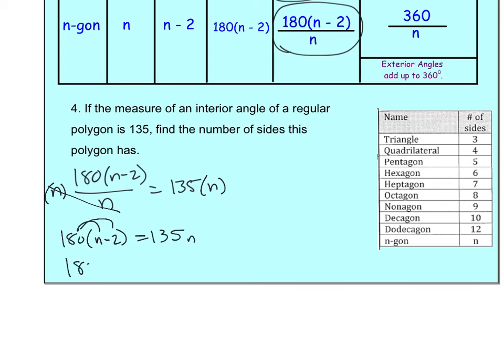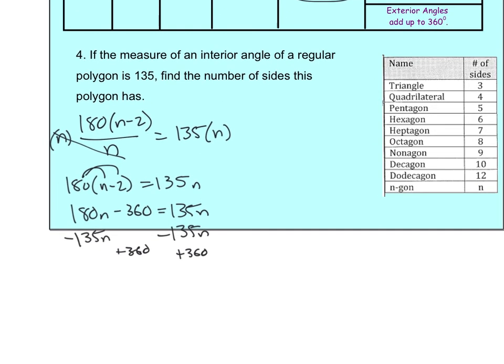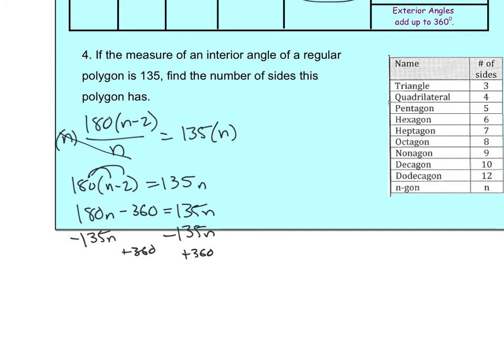Distribute that. Then bring the n back over. Take the 360 over. And that will give me, let's see, 180 minus 135. I really hope it's 45. It is. 45n equals 360. So divide by 45, divide by 45. So 360 divided by 45 is just going to be 8. So that tells me that this thing has got 8 sides.